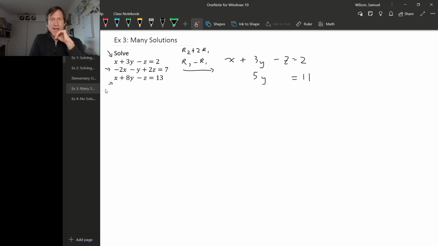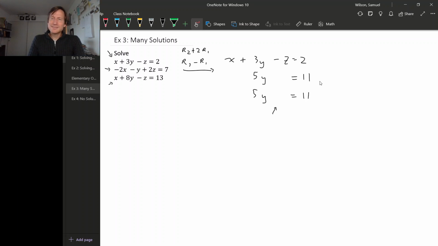Okay, and now we'll take our third equation and subtract the first equation. So no x's, 5y, no z's, and then 13 minus 2 is 11. Okay, well, this is looking a little strange because, well, I guess it's kind of strange that the z's disappeared, but also the last 2 equations are actually the same equation now. So what does that mean?